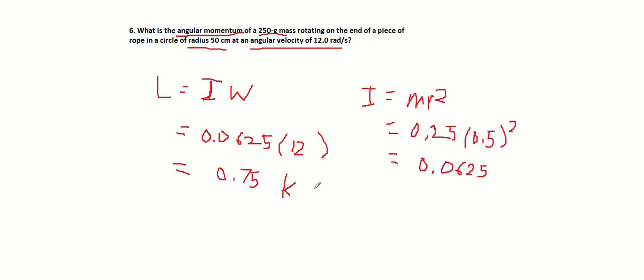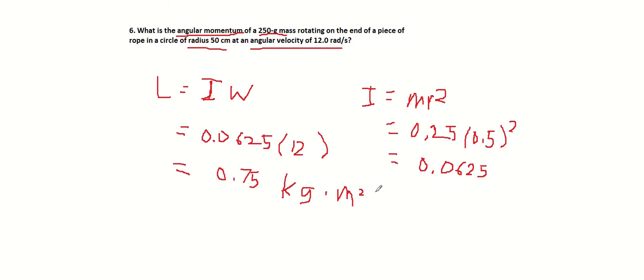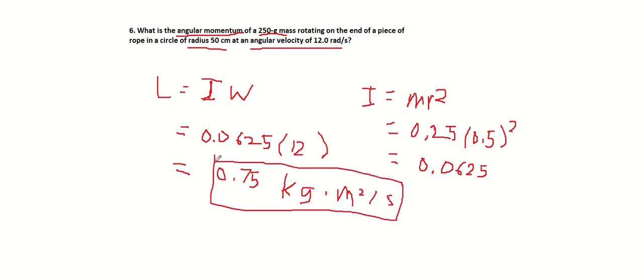Yung unit of angular momentum is kilogram times squared meters divided by second. Sulat natin. Kilograms times meter raised to 2 divided by seconds o per second. Ayan, 0.75 kilograms times meters raised to 2 per second. Na-solve na natin yung number 6. So, proceed tayo sa next problem.